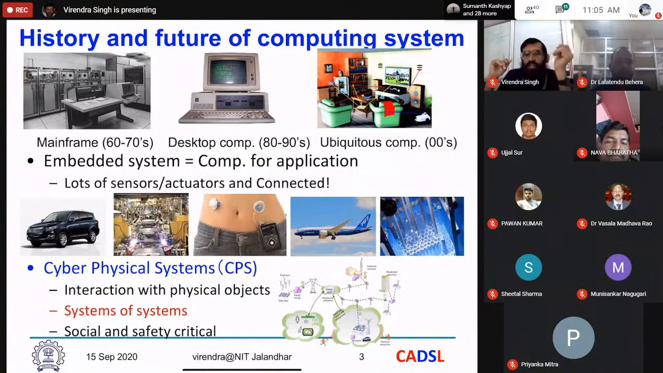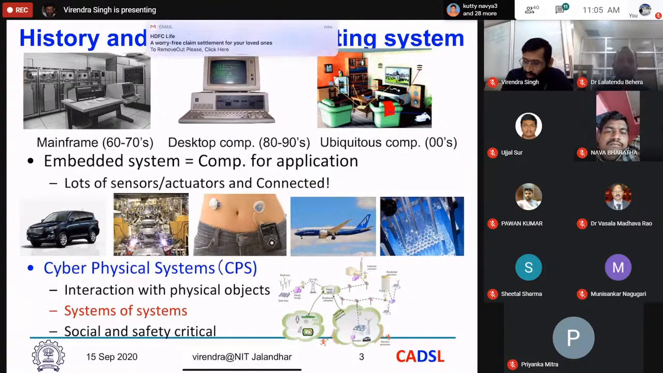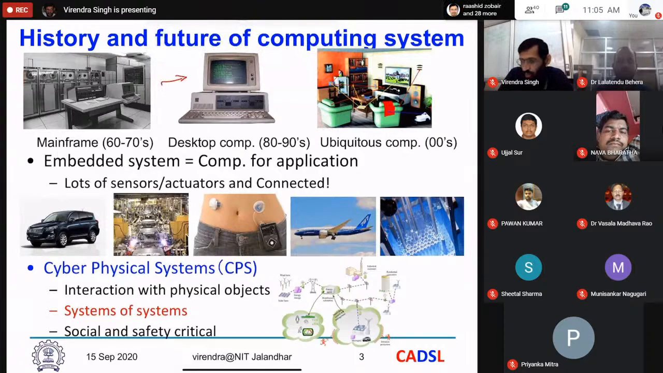In the last presentation, we already discussed, and after that you have gone through a series of more detailed techniques, how we can verify cyber physical systems, which are quite complex. We looked at the history: the 60s and 70s were the era of mainframes. Then we migrated to desktop kind of systems, prevalent in the 80s and 90s, when I was an undergraduate student and saw such systems being used.